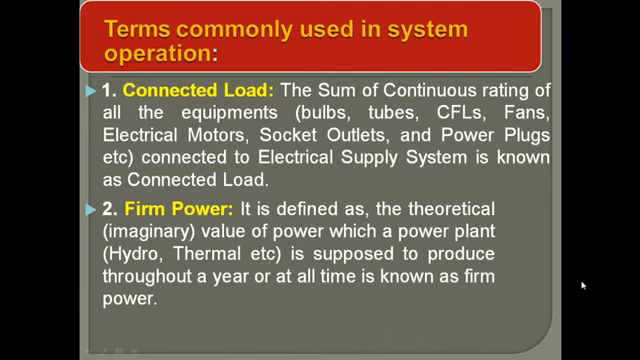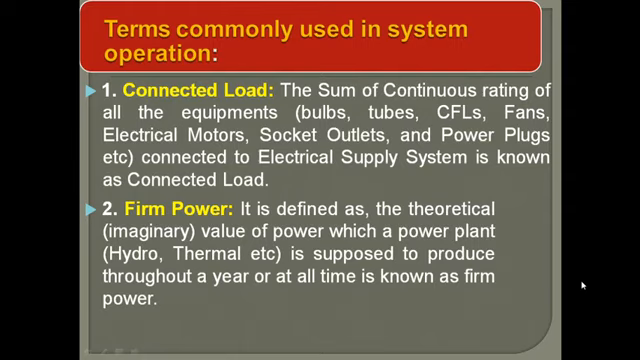A few terms related to the system operation. First one is connected load. It is the sum of continuous rating of all the equipment, including bulbs, tubes, CFLs, fans, electric motors, socket outlets, and power plugs, etc., that is connected to the electrical supply system, and that load is called connected load.